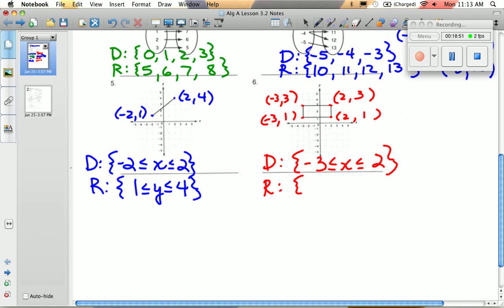Okay, who wants to offer what they believe the range is? Dakota: The range is y is greater than or equal to 1 and y is less than or equal to 3. Okay. How many of you agree with Dakota? Hands up. Yeah, that's the right range. It doesn't go any lower than 1, doesn't go any higher than 3, and it can be anywhere in between.